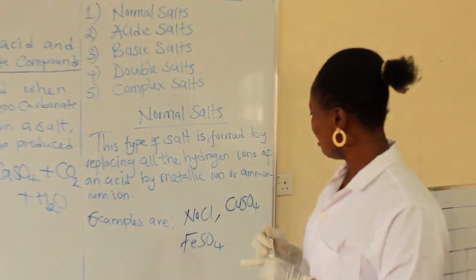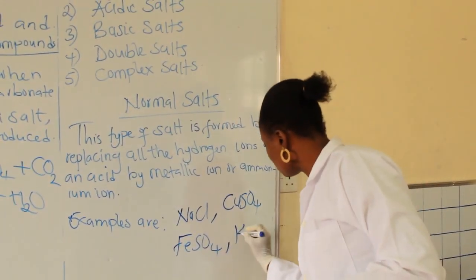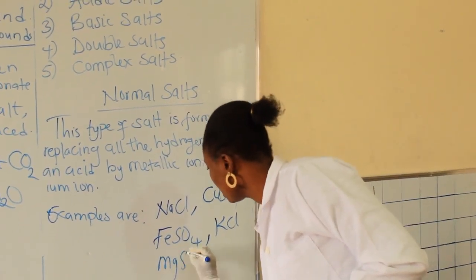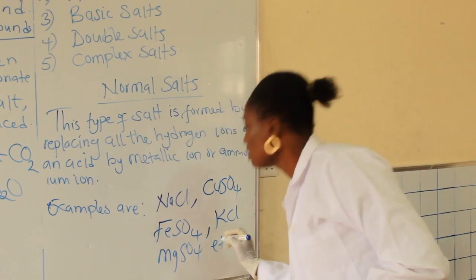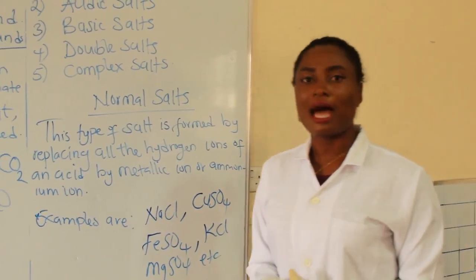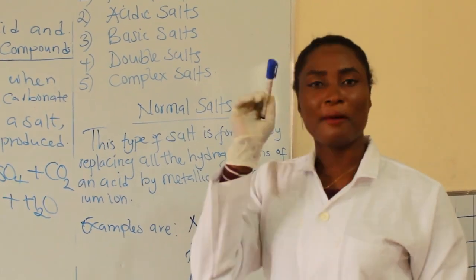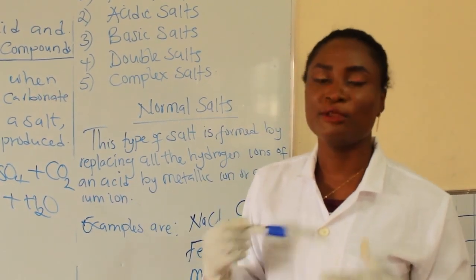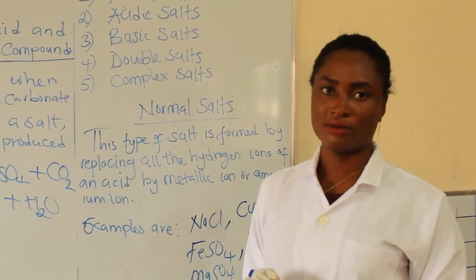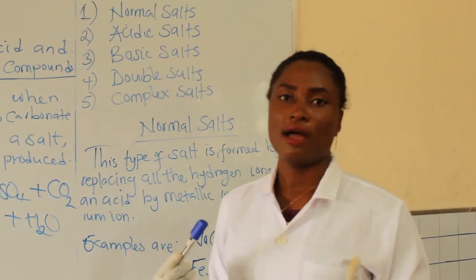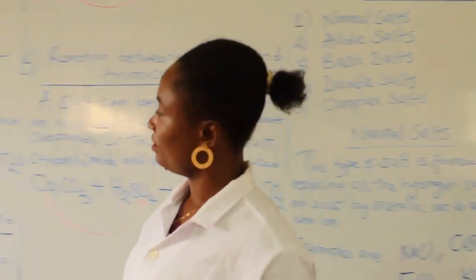So you can have other normal salts like potassium chloride is a normal salt, magnesium chloride is a normal salt, etc. There are so many of them. Now, how do you get them? Replacing all the hydrogen by a metallic ion or ammonium ion. Now, let us look at the second type of salt.